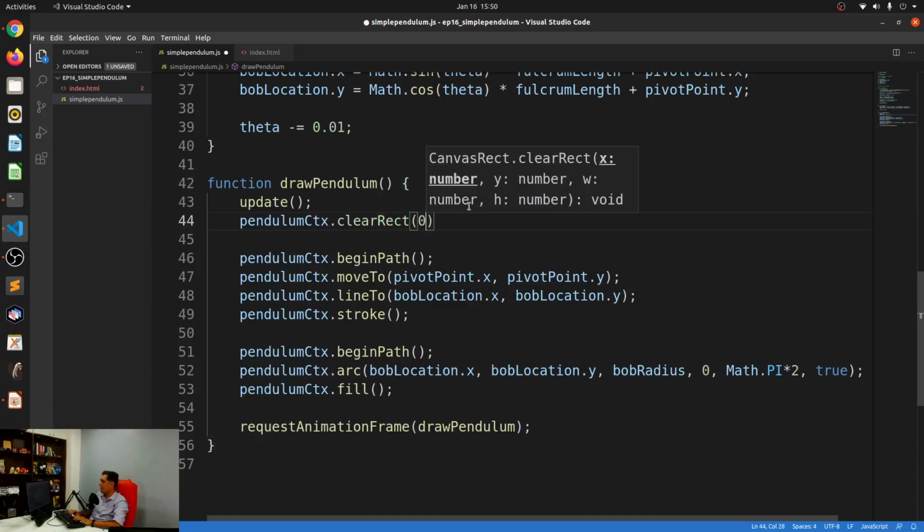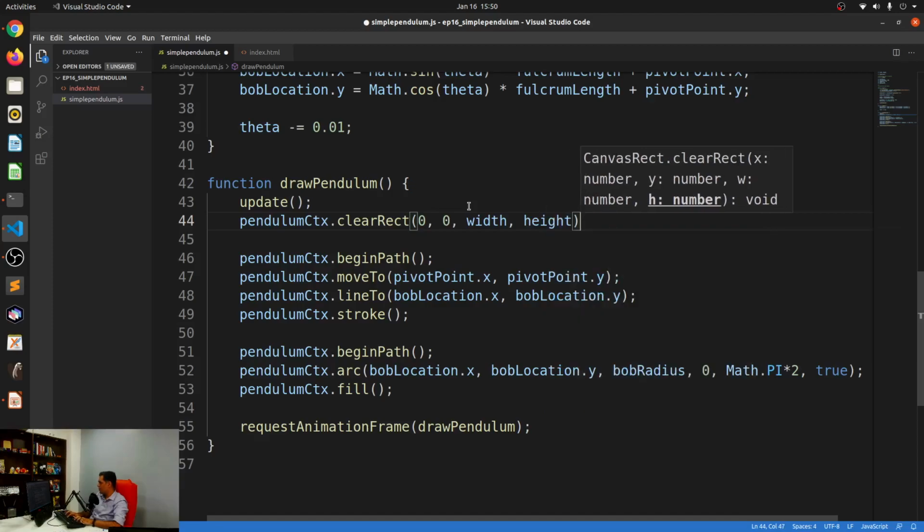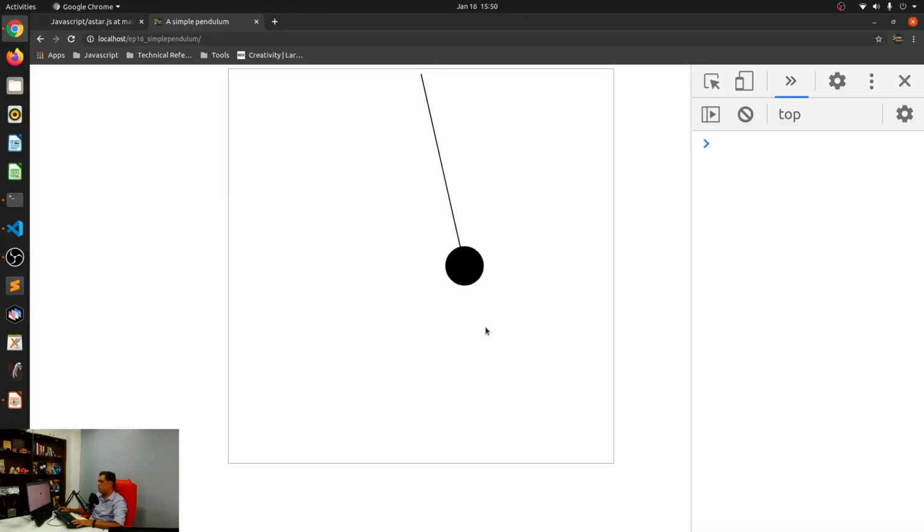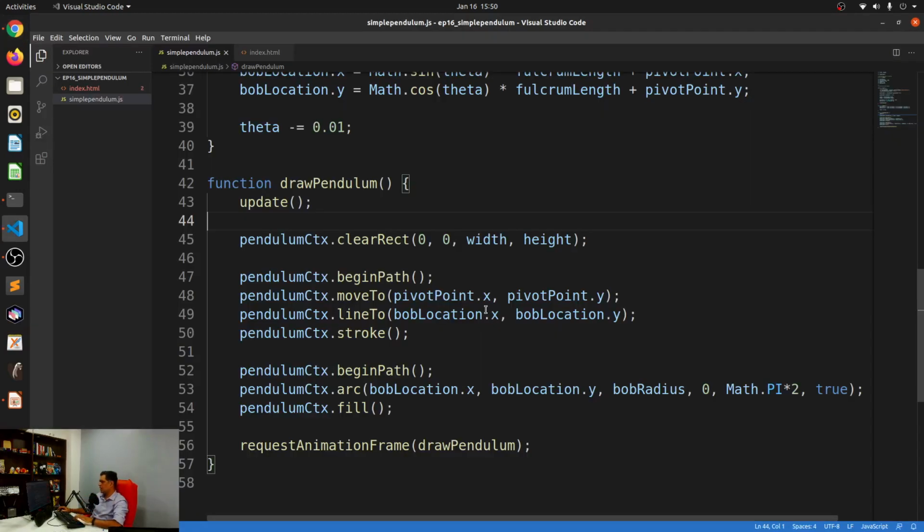It's called clearRect. For a moment there, I forgot the name of the function. So it's clearRect, and there you go. So it just goes around. This doesn't look much like a pendulum, but trust me, it's coming.